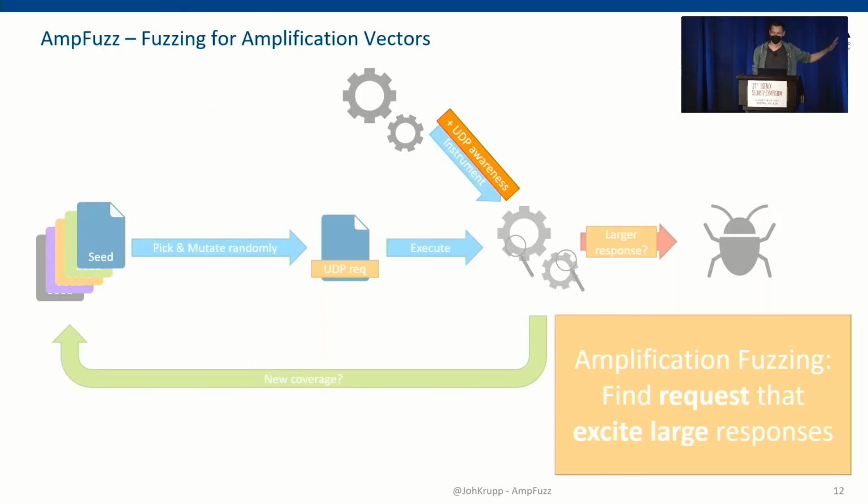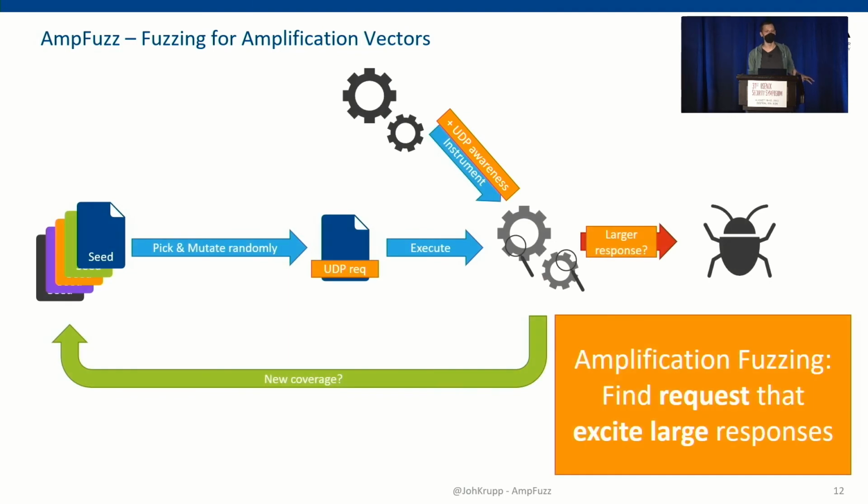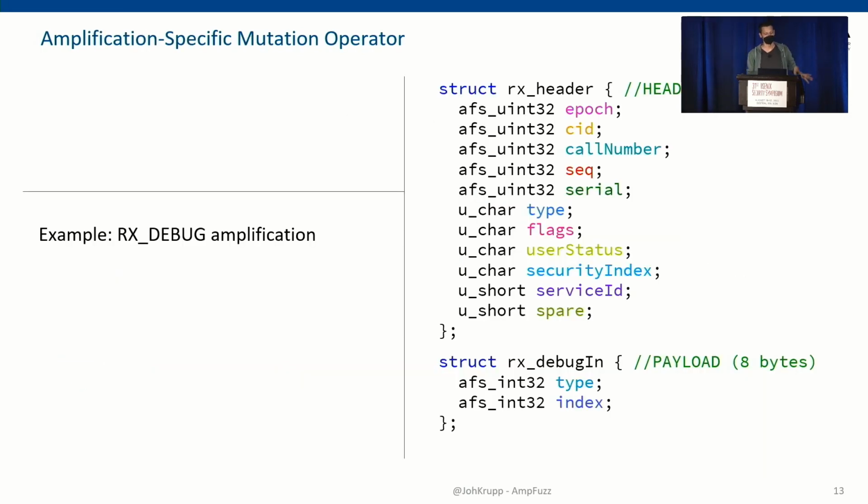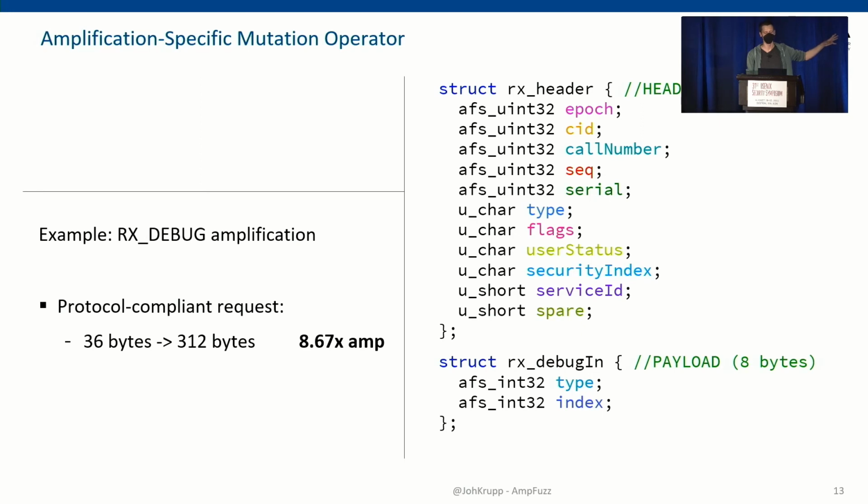And this is why we need UDP awareness. So far, we basically have a pipeline that is able to find responses. We haven't talked so much about how we can find large responses. And for this, we actually added another mutation operator, specifically for amplification. To demonstrate this, here is an example of an amplification that we found in the RX debug protocol, which allows you to request some debug statistics about communication. The protocol basically uses a 28-byte header and an 8-byte payload, and allows you, with a 36-byte request, to get a response of roughly 312 bytes, or an amplification of 8.67.